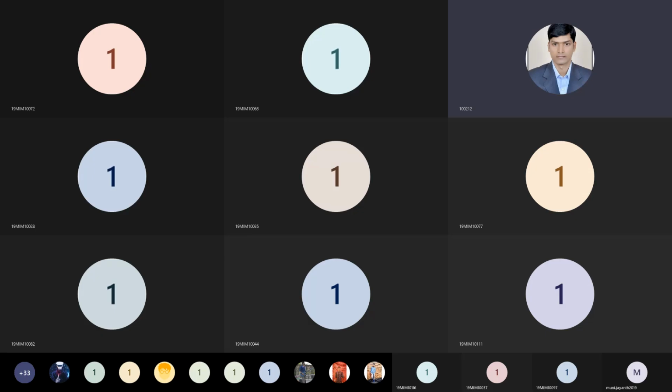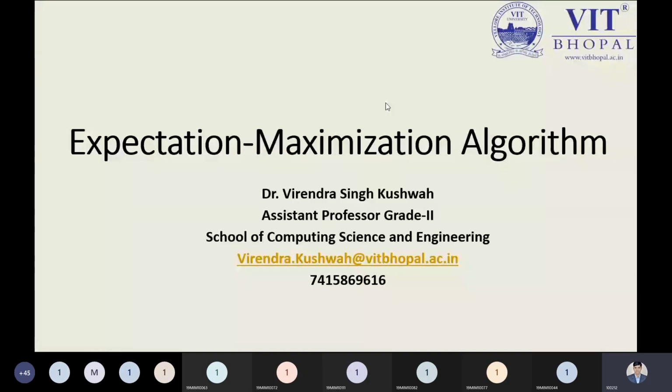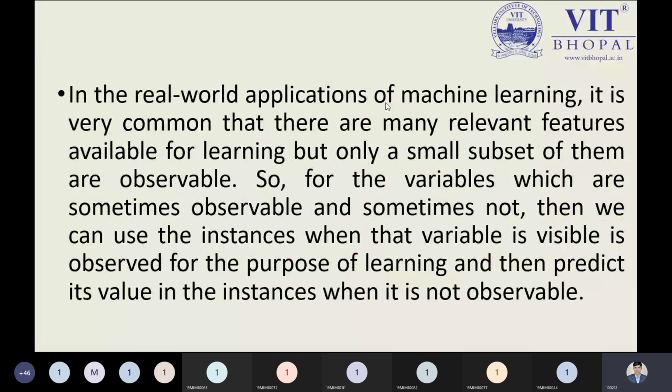Algorithm. Here we have two important terms, that is expectation and maximization. From learning these two steps, we will understand what is meant by the expectation maximization algorithm. Let us understand its fundamental part. So far we have discussed from the very sources.